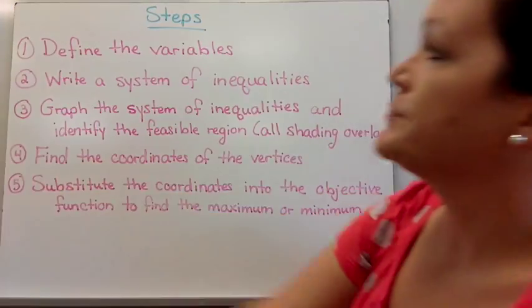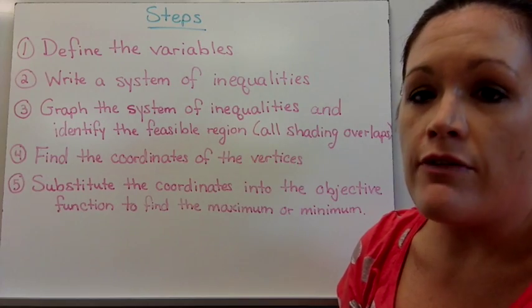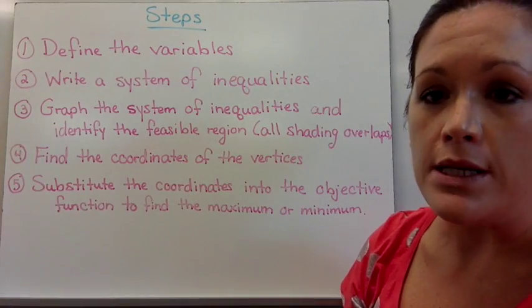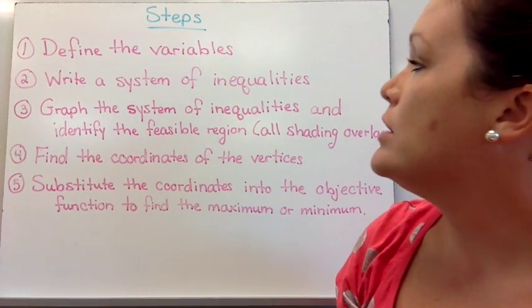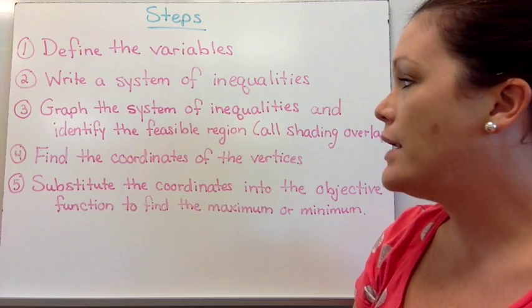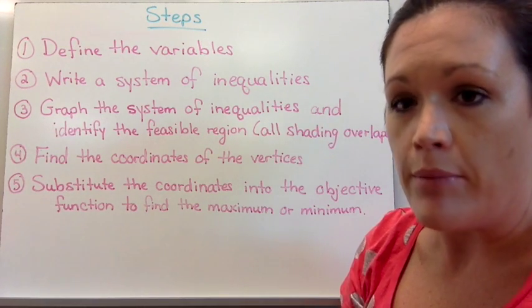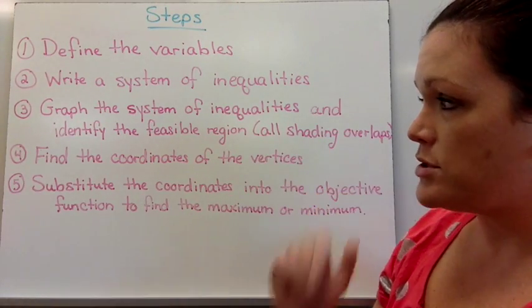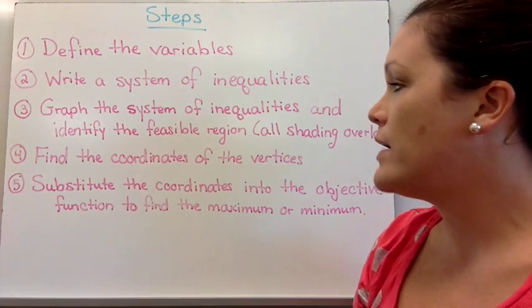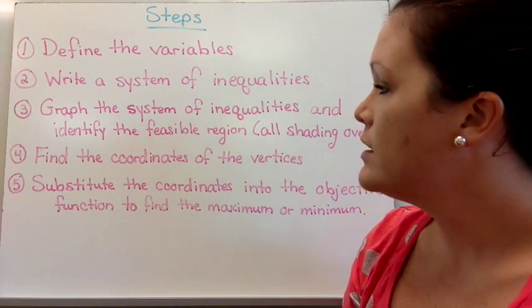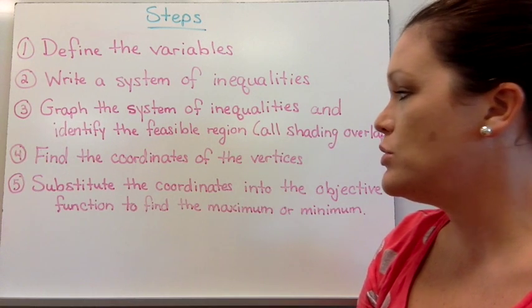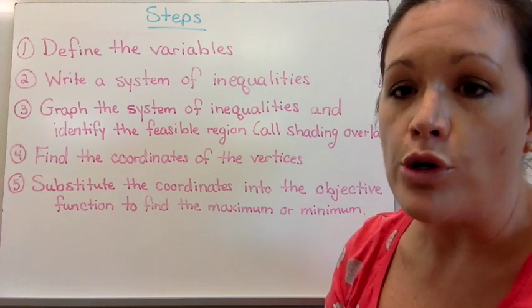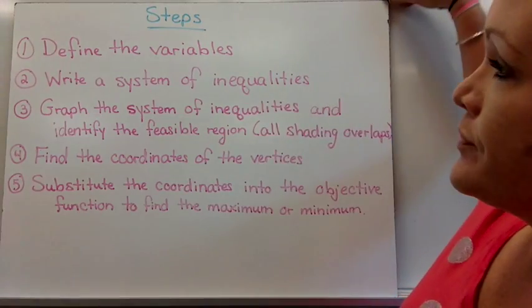So let's write down the steps for linear programming. First, you need to define your variables. Second, you need to write a system of inequalities that makes sense with your problem. Third, you need to graph the system of inequalities and identify that feasible region, that place that makes sense on your graph with your problem, which is where all shading overlaps, just as a note. Number 4 would be to find the coordinates of your vertices. And number 5 is to substitute the coordinates into the objective function to find your maximum or your minimum, depending on what they're asking you about.